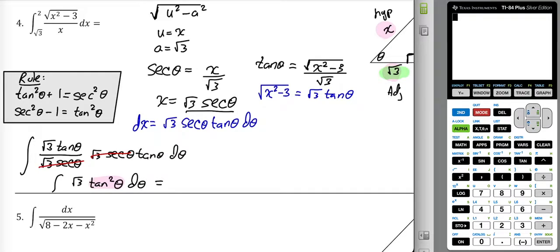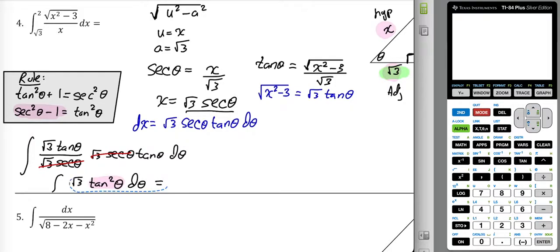A little refresher or reminder on those rules: tangent squared theta plus 1 is equal to secant squared theta. That's what you get if you take sine squared plus cosine squared equals 1 and divide everything by cosine squared. A little corollary to that is if you solved for tangent squared theta, you'd get secant squared theta minus 1 is equal to tangent squared theta.